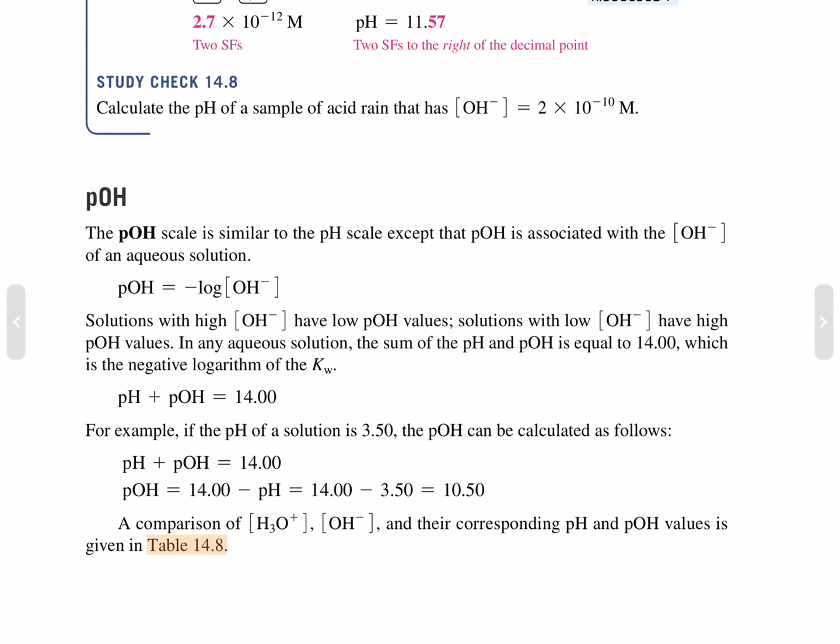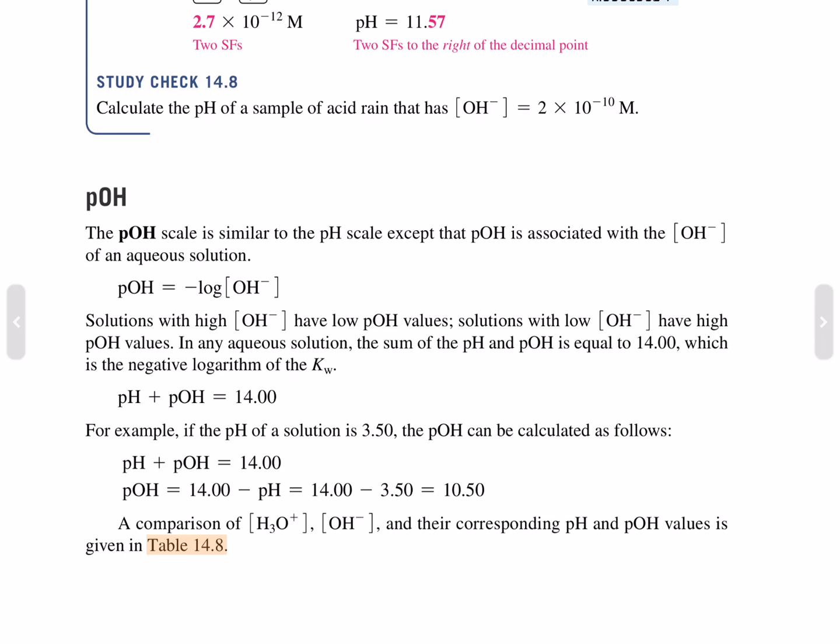pOH. The pOH scale is similar to the pH scale, except that the pOH scale is associated with the concentration of hydroxide ion of an aqueous solution. The pOH is the negative log of the concentration of hydroxide. Solutions with high OH concentrations have low pOH values. Solutions with low concentrations have high pOH values.